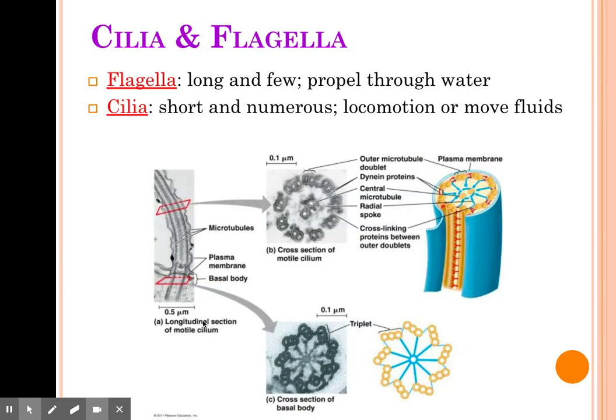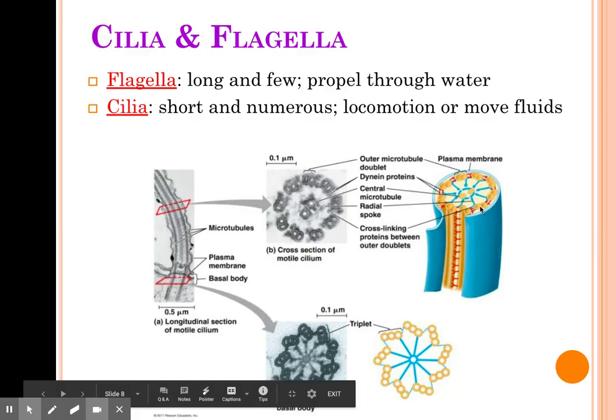Cilia and flagella. We'll start with flagella. They are long, and cells generally only have one or a few, if any, and they are used for movement to propel something forward. So think about like the motor on a boat. They're going to push it forward. They are in a 9+2 arrangement, so they have 2 in the center.